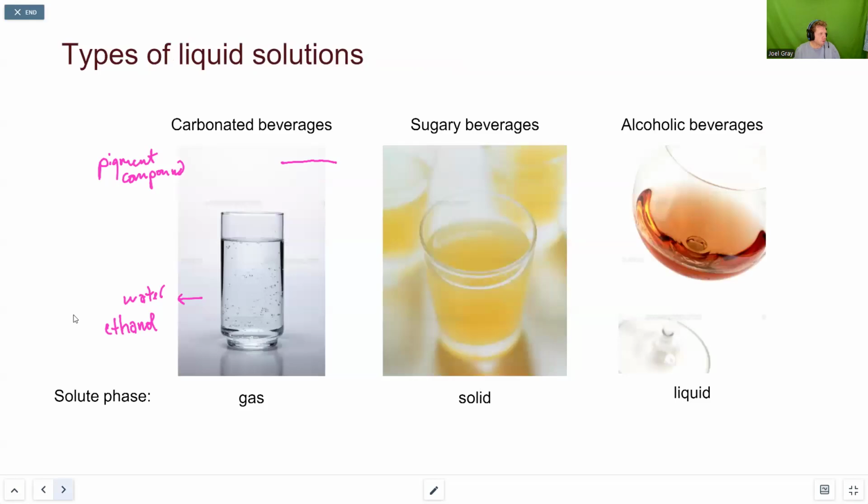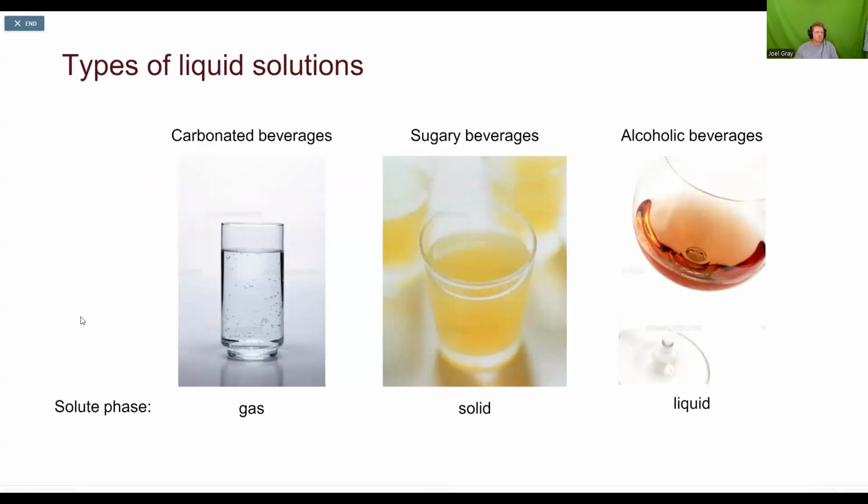There are a number of different types of solutions. If you get a soda or something like that, that soda has a gas dissolved in it. That gas is carbon dioxide. A sugary drink. So if you also, again, get a soda, well, that sugar is dissolved in there. It is a solid dissolved in there.